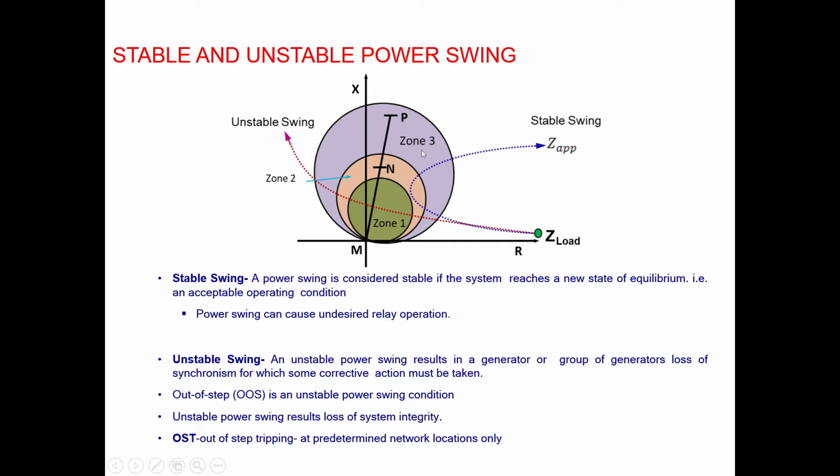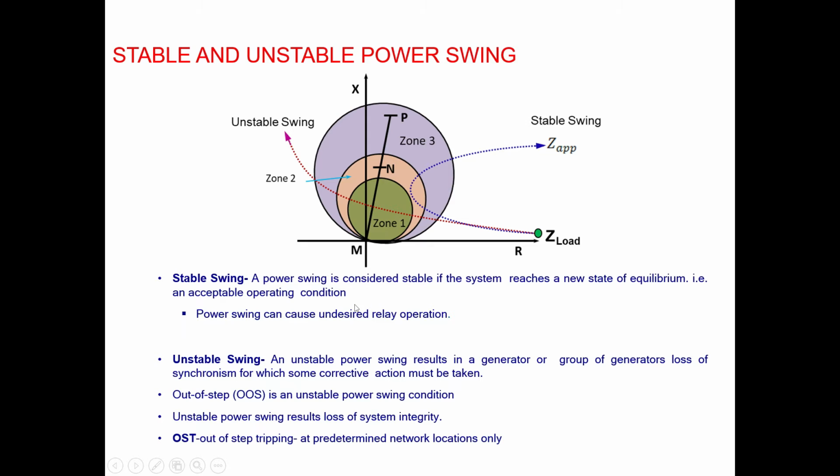So in both cases, whether it is a stable swing or unstable swing, you can see over here that the apparent impedance measured by the relay will reach inside the zone, and there is a fair chance that the distance protection might operate inadvertently. This is exactly what is written over there. Power swing is considered stable if the system reaches a new state of equilibrium, that is an acceptable operating condition. And power swing can cause undesired relay operation, because in case of power swing, the impedance reaches inside the zones, whether it is zone 3, zone 2 or zone 1, that doesn't matter, because once it reaches inside the zone, there is a chance that the relay might operate.